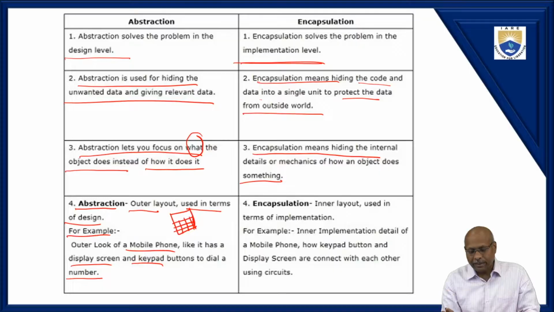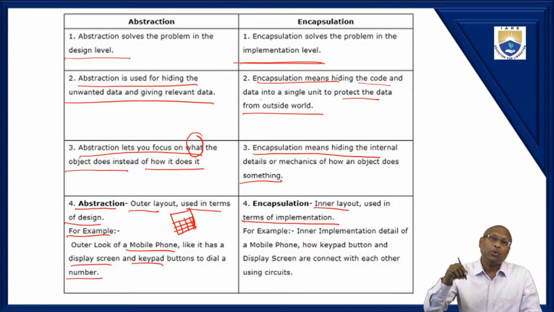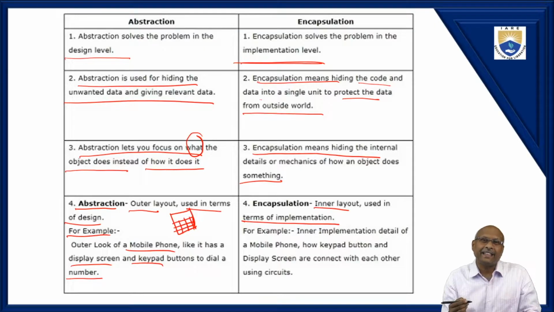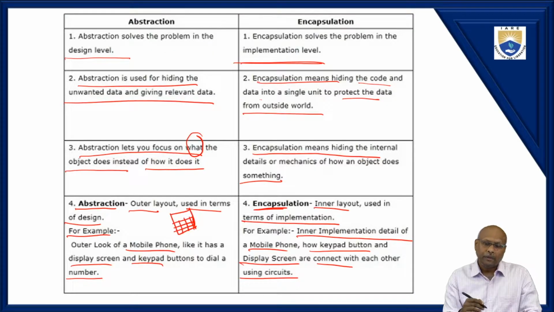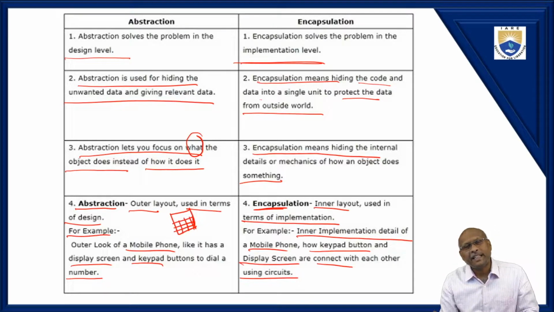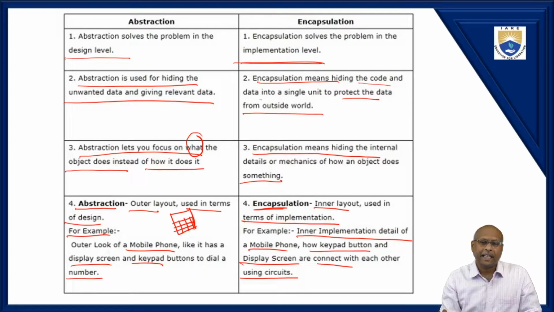When you go for encapsulation, you can talk about the inner layout, used in terms of implementation. How the inner layout is designed, those things we will be discussing under encapsulation. The inner layout details of a mobile phone: how keypad buttons and display screens are connected to each other with circuits. So some points we'll discuss at the high level, some points at the inner layer. The high level is discussed in the abstraction concept and the inner level is discussed at the encapsulation level.